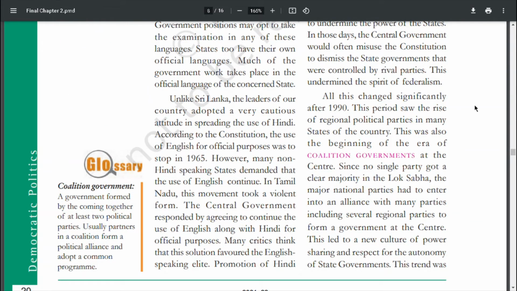All this changed significantly after 1990. This period saw the rise of regional political parties in many states of the country. This was also the beginning of the era of coalition governments at the center. Since no single party got a clear majority in the Lok Sabha, the major national parties had to enter into an alliance with many parties, including several regional parties, to form a government at the center. This led to a new culture of power sharing and respect for the autonomy of state governments.